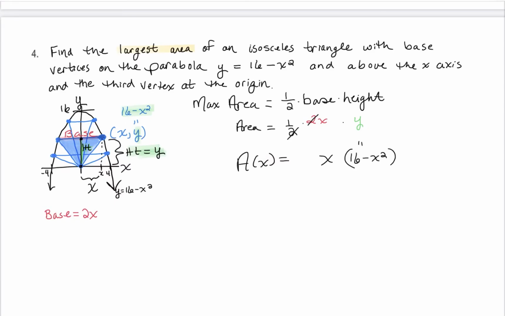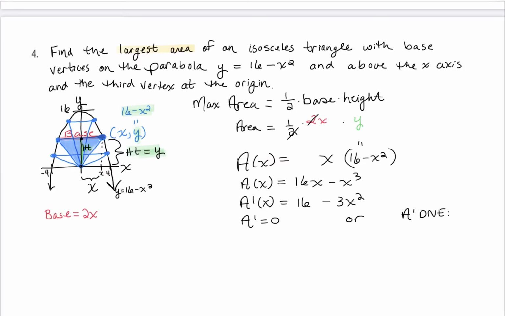All right, so pretty easy function actually to work with once we got it set up. It's just 16x minus x cubed. So taking our derivative, we're going to have 16 minus 3x squared. And then, of course, looking for where our derivative is equal to 0, because there isn't anything for where the derivative doesn't exist. So setting our 16 minus 3x squared equals 0, adding your 3x squared to the other side there, and then just dividing both sides by 3.